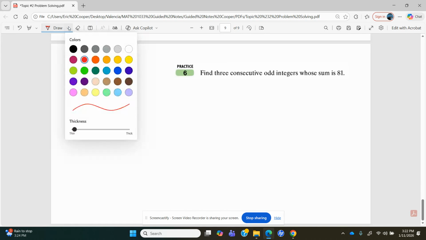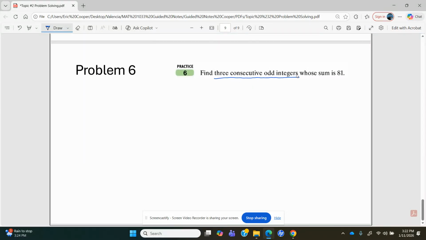Our last problem, we're going to find 3 consecutive odd integers whose sum is 81. So we have a couple different things here that we're looking at. We're looking at 3 consecutive odd integers. Consecutive, again, meaning they're right next to each other. Odd, meaning that they're not divisible by 2. So for example, if I were to come up with 3 consecutive odd integers, we could think 3, 5, and 7. These would be an example of 3 consecutive odd integers. Now, they don't equal 81, so they're not the correct answer, but it can at least give us the idea of what we're going to do to try and solve it.